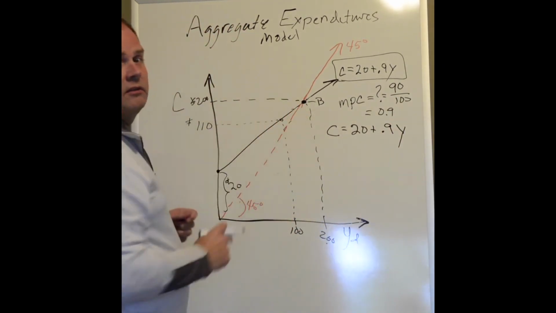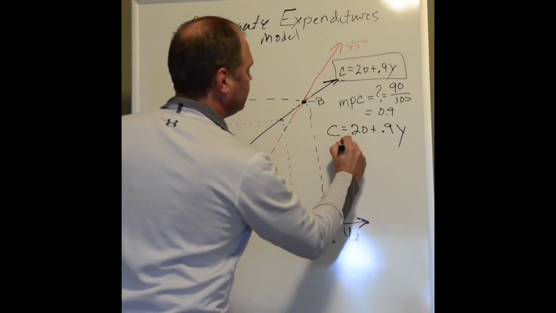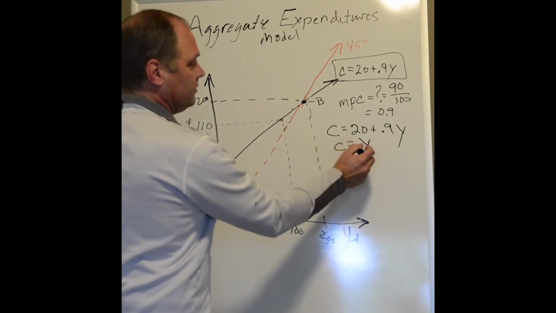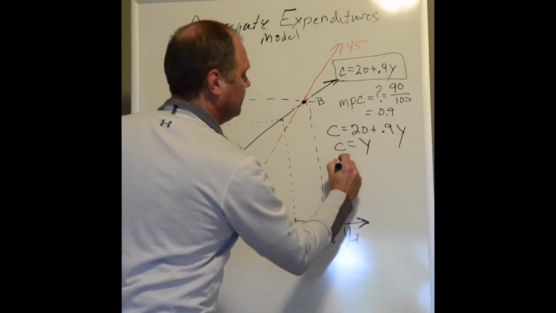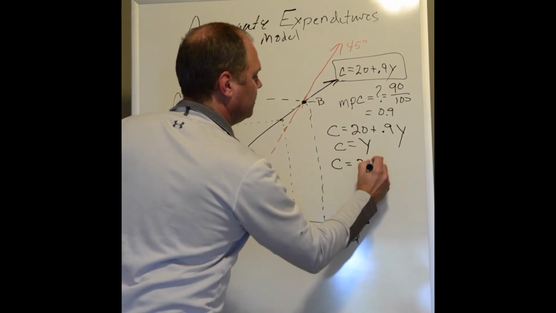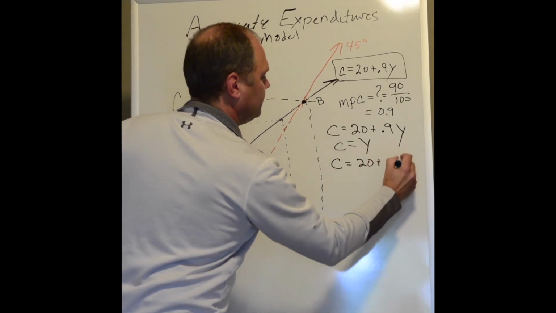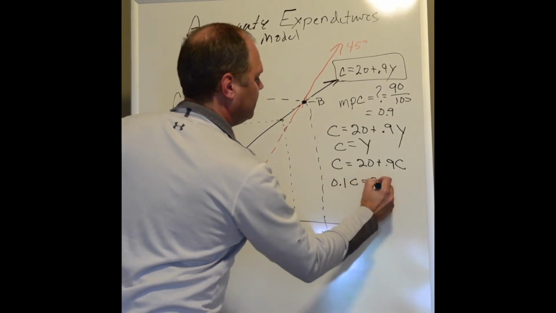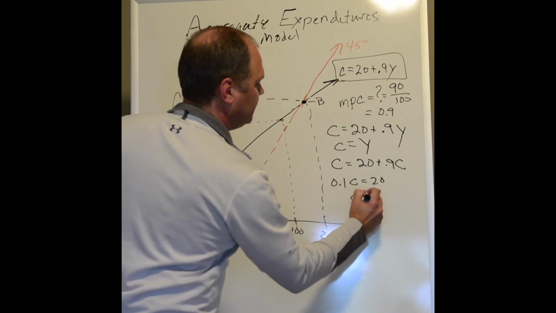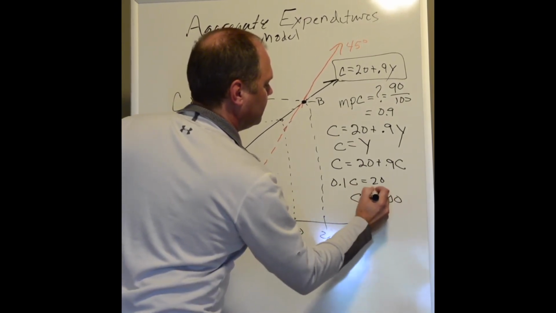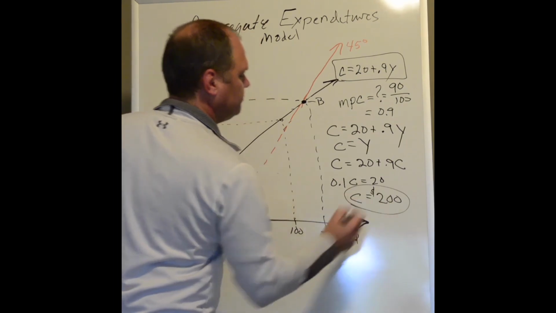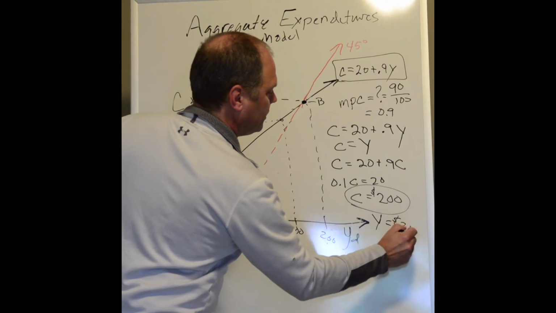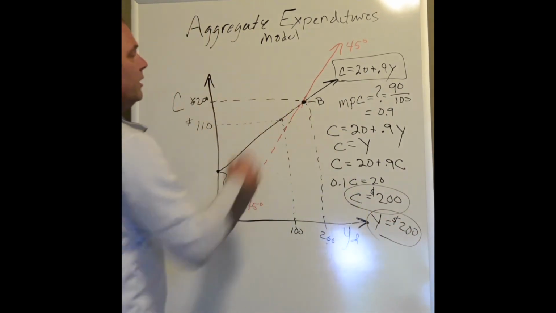Consumption is equal to 20 plus 0.9 y. If you're on this red diagonal line, that implies C equals y, which means now we can substitute C for y, and you get C equals 20 plus 0.9 C, or 0.1 C equals 20, or C equals 200. And because C equals y, y equals 200 as well. So now we know how to find this.